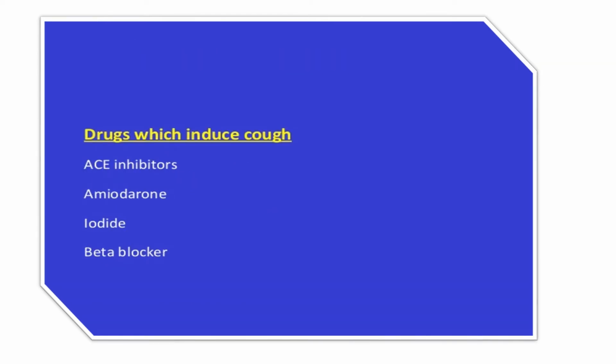Now, as I mentioned in the last cause, use of ACE inhibitors can cause cough. So, what are the other drugs that can induce cough? ACE, nothing but angiotensin converting enzyme inhibitors like captopril, lisinopril, etc. can cause cough. Amiodarone, iodine and beta blockers are the other drugs that can cause cough. Just understand the names. When you study these drugs in detail, you will be studying about cough also.